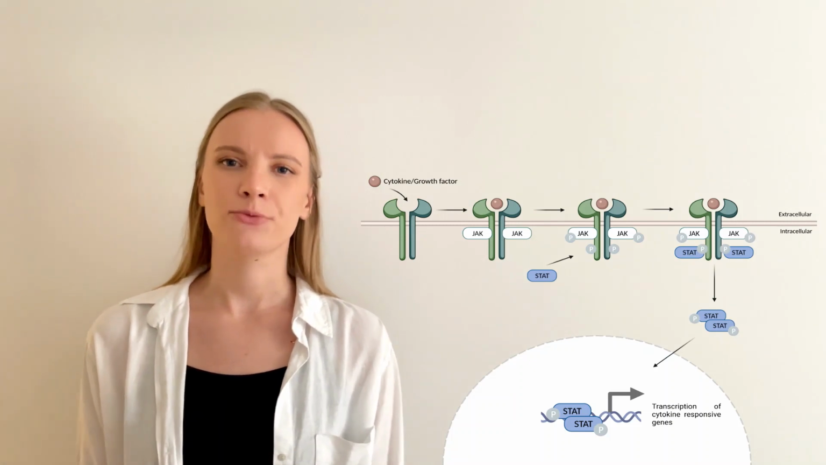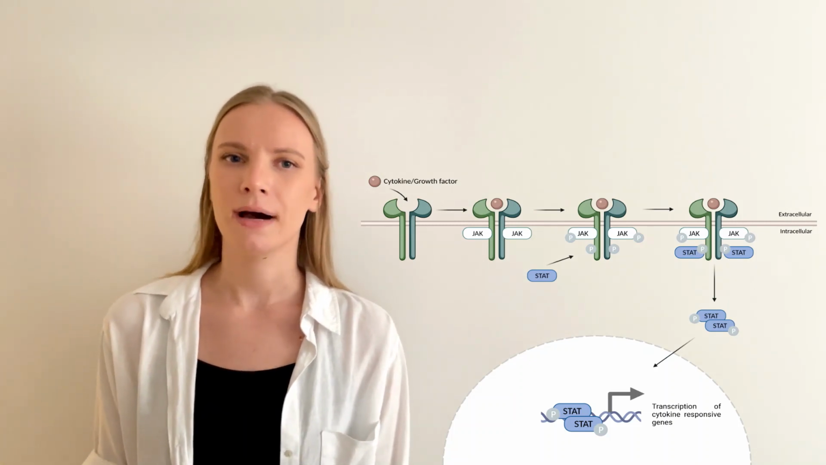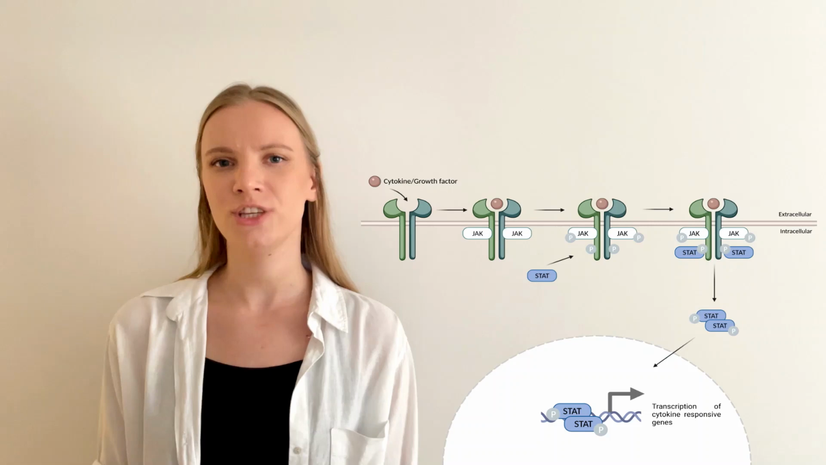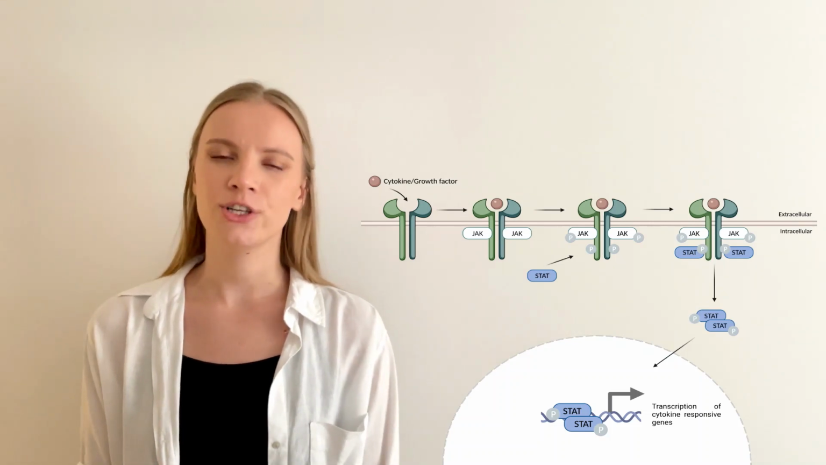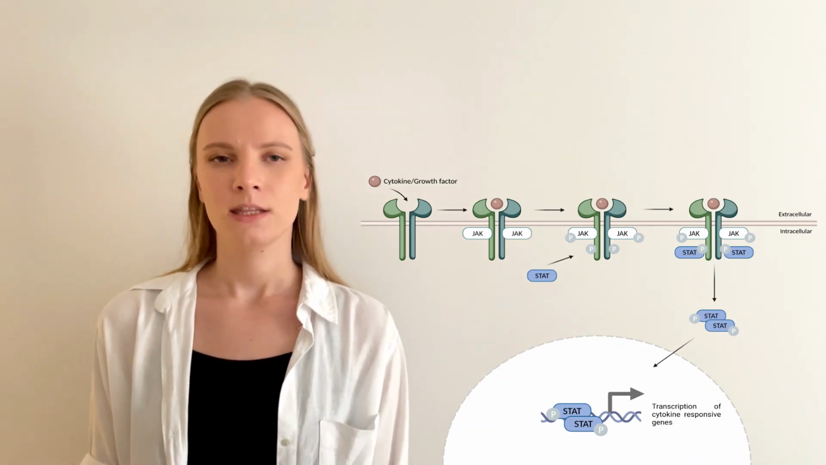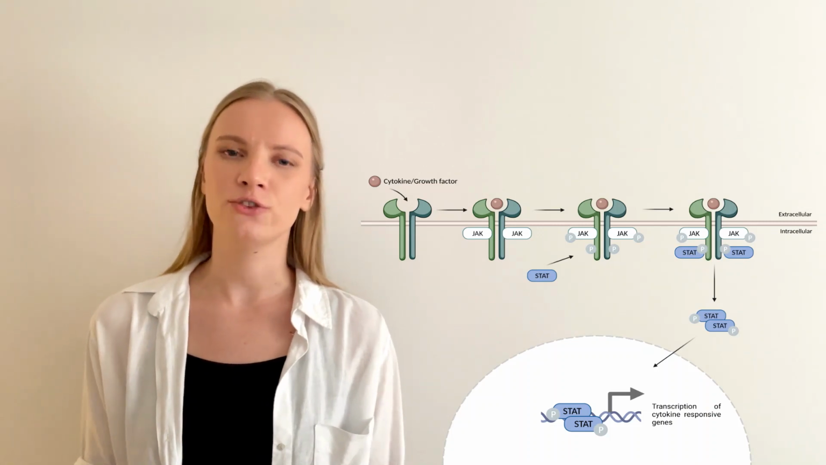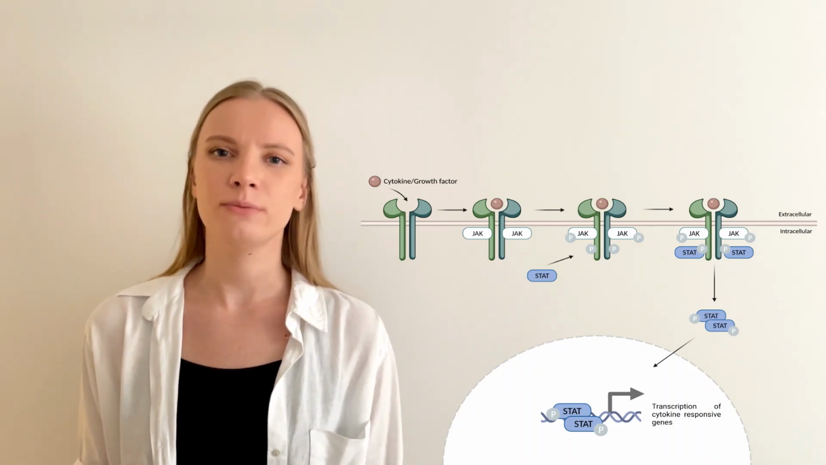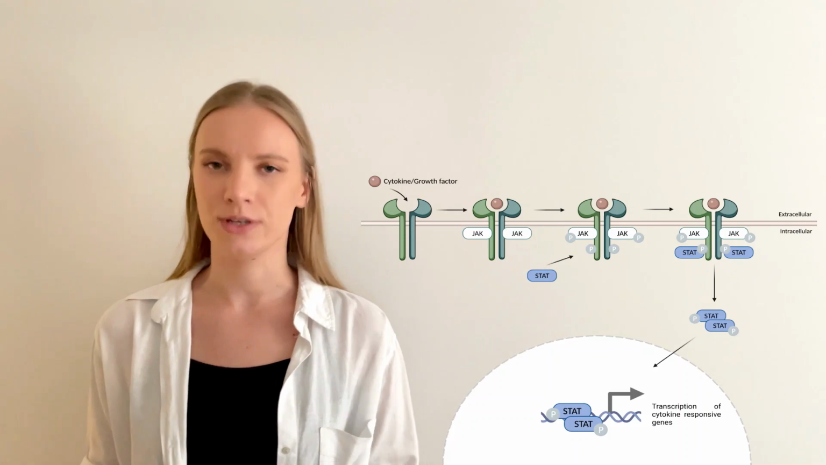The activated STAT protein will go into the nucleus, bind to DNA, and enable transcription of genes needed for cell proliferation, growth, and differentiation. The pathway works like a switch that can turn gene transcription on or off, driven by binding of the signaling molecule to the receptor.